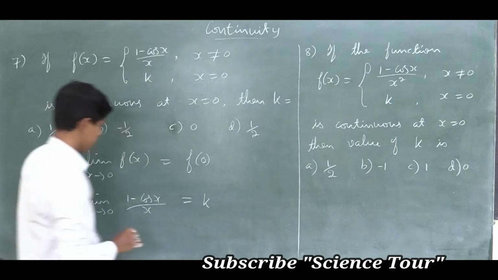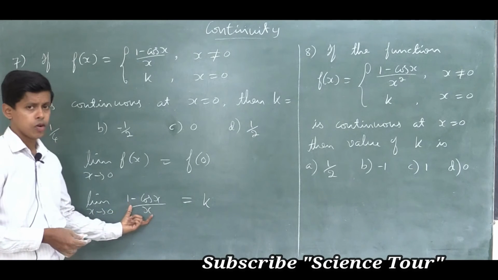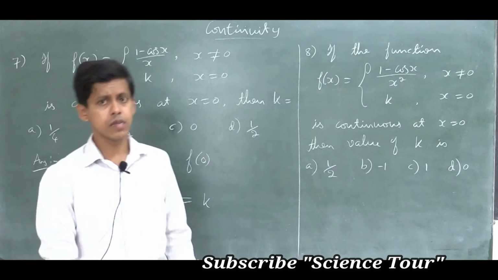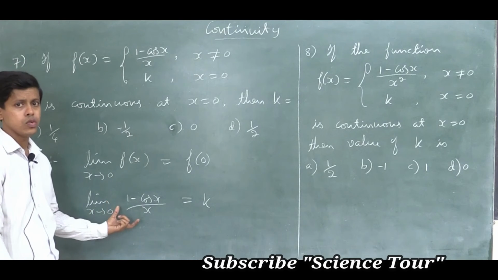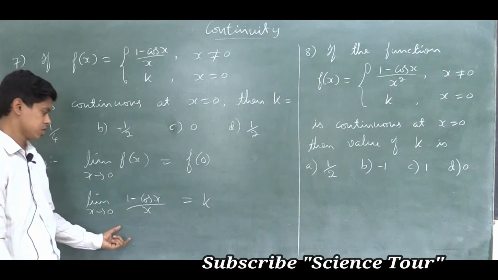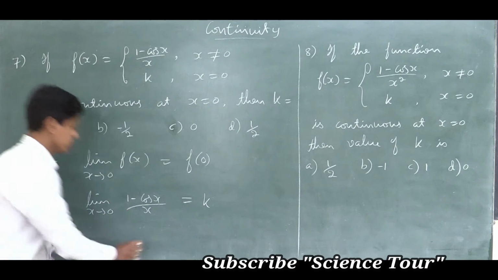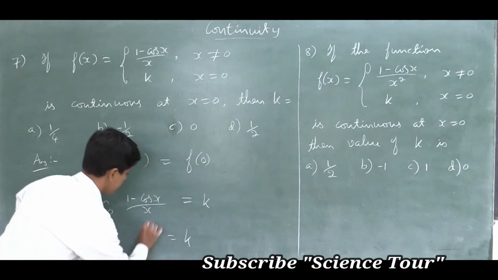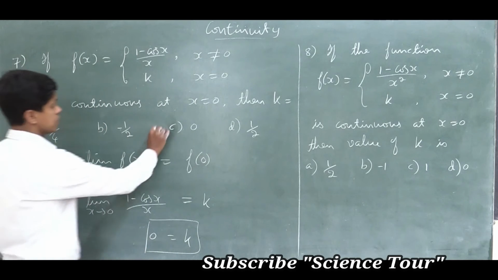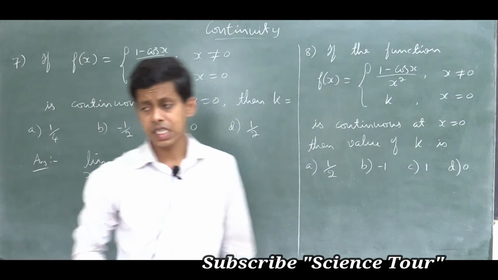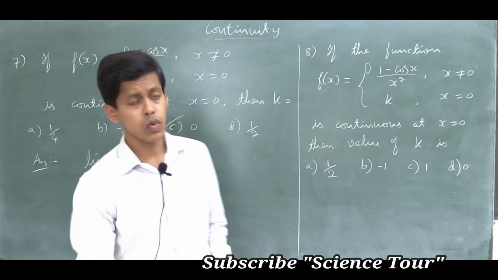Now this is a standard formula. What is the limit of 1 minus cos x divided by x as x tends to 0? The value is 0 here. So the limit value is 0, and that is equal to k. That means the value of k is 0, which is in option C. Therefore, option C is the right answer for the 7th question.